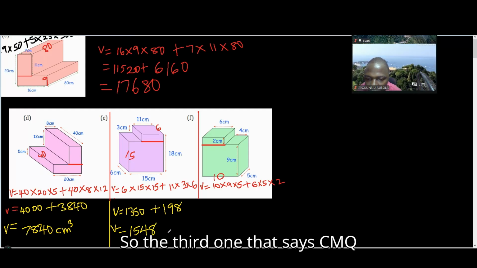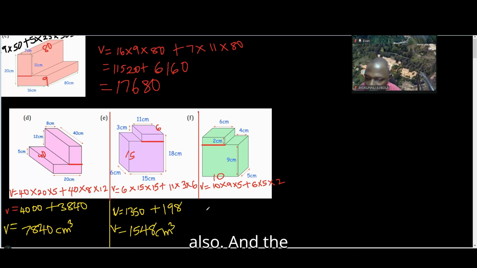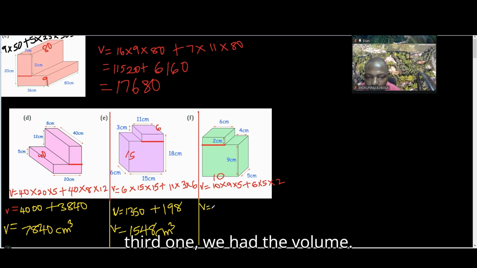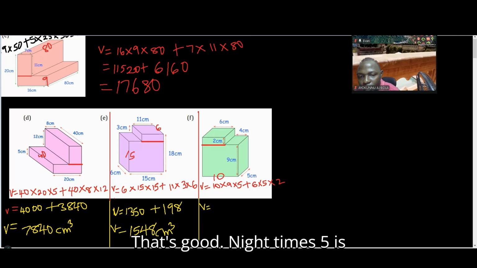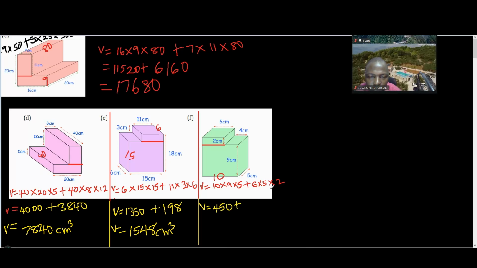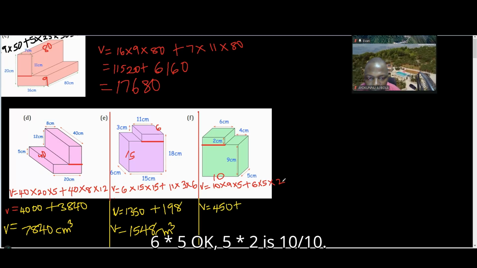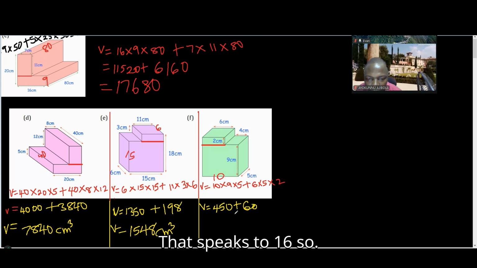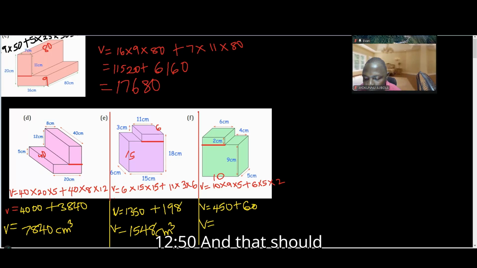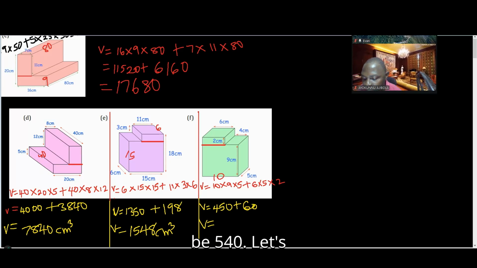So the third one, that's LCM cube also. And the third one, we have the volume equals 9 times 5 is 45, 9 times 10, that's 450. 6 times 5, okay, 5 times 2 is 10, 10 times 6 is 60. So the volume is going to be 60 plus 450, and that should be 540.